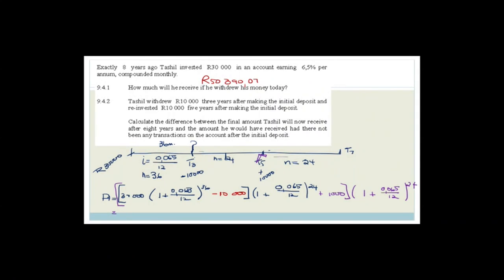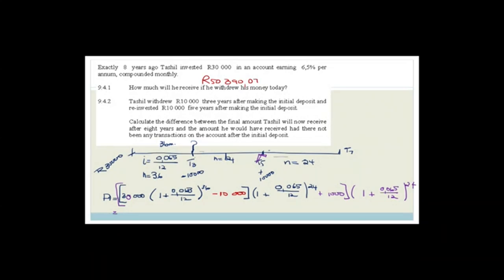So let's just go through that again. Initially, we invested 30,000. I know it looks like 37, but that's a 30. So we initially invested 30,000 at 6.5% compounded monthly for 3 years, which is why it's 36, because it's 3 times 12. Then we subtracted 10,000 rand, and that became the principal for the next 2 years. Then we added 10,000 rand back, and that became the principal for the next 2 years.